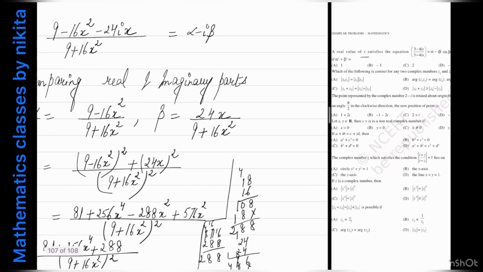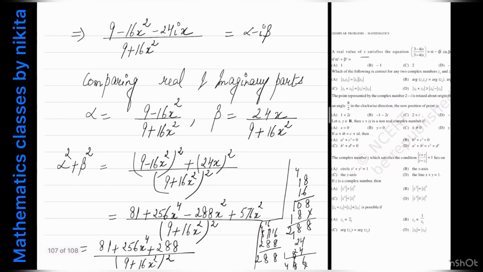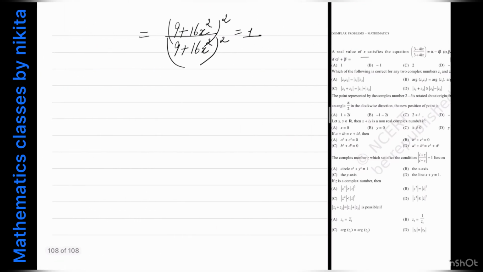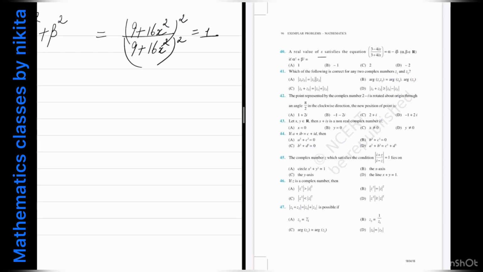Okay, got it? So here now the numerator is equal to the denominator. So this is the value of alpha square plus beta square. So therefore the correct option is 1. That is the A part. So A part is my correct answer. I hope you got it.